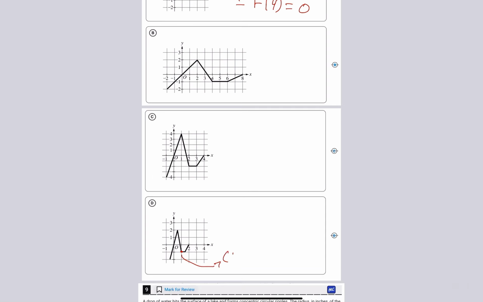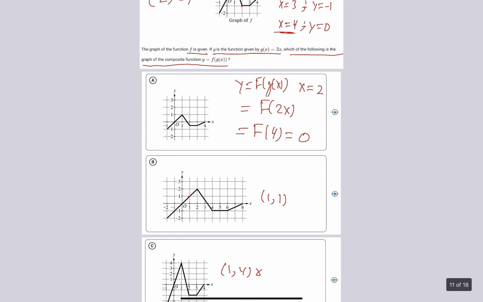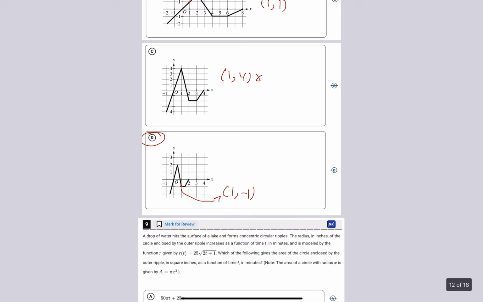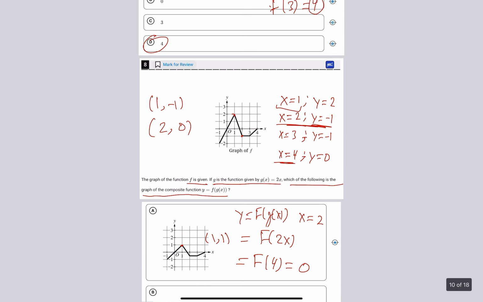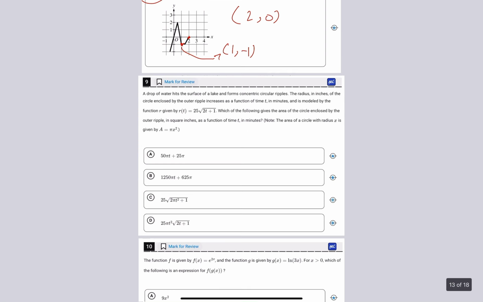So this is (1, negative 1). Well, with C, we have (1, 4), which is not true. With this one, we have (1, 1), which is also not true. And with this one, we have (1, 1), which is also not true. So the correct answer would be option D. And this also proves it one more time, which is (2, 0). x equals 2, y equals 0. So both points can actually be found with option D.